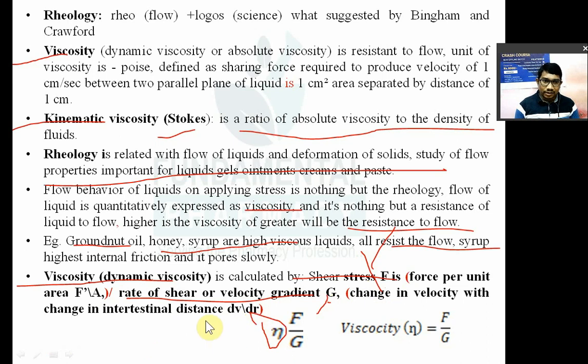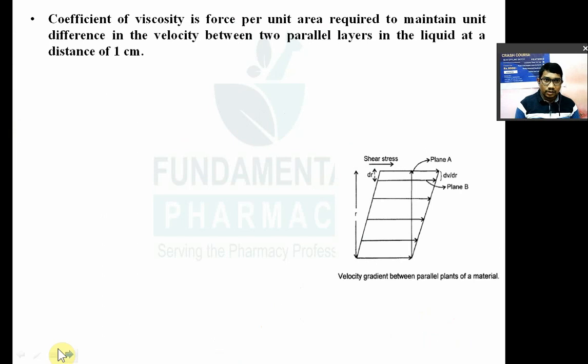So F is directly proportional to G, and to solve this you have to take a constant. That is nothing but eta. So what is the formula for viscosity? Viscosity, eta, is equal to F upon G. That is the formula for viscosity. We have seen this. Now the coefficient of viscosity is nothing but the same thing.